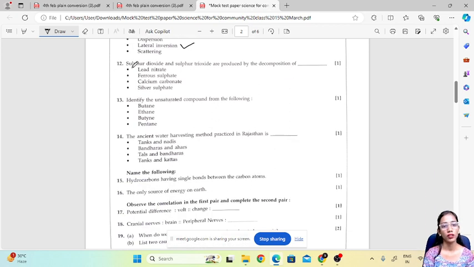Okay, the next question. Sulfur dioxide and sulfur trioxide are produced by the decomposition of dash. Lead nitrate does not contain sulfur, so no. Ferrous sulfate, it contains sulfur. Calcium carbonate, no. And silver sulfate also contains sulfur, but FeSO4 on decomposition produces Fe2O3 plus SO2 and SO3, sulfur dioxide and sulfur trioxide. This is a decomposition reaction. So the correct option is ferrous sulfate.